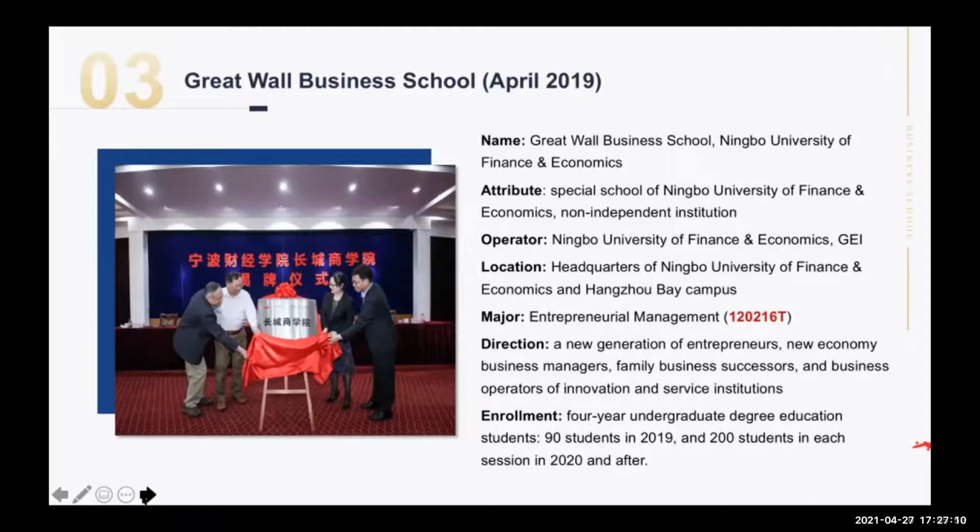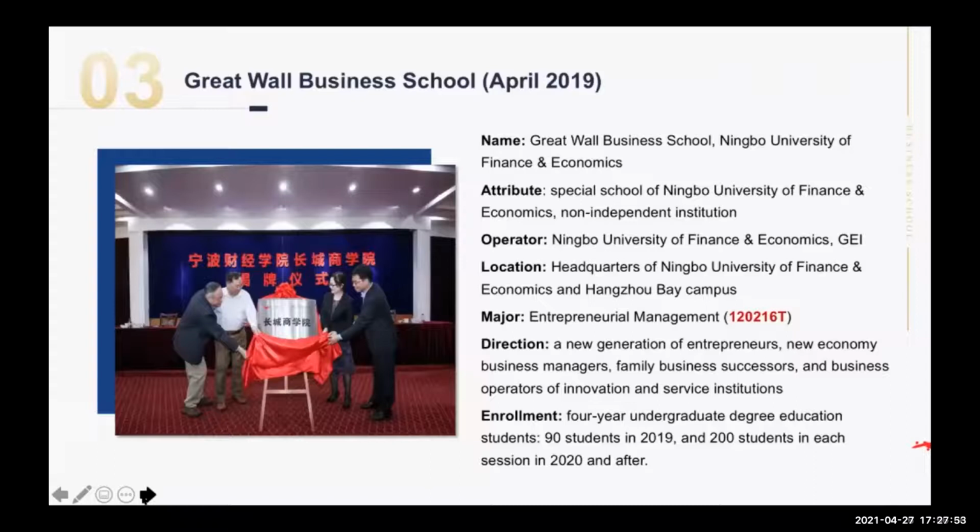So actually, the 4 types of talents under the mission of this Great Wall Business School or under this new major, entrepreneurial management, we aim to create 4 types of talents. The first one is a new generation of entrepreneurs. Here, I mean, actually, those people who are doing science and technology innovation related businesses. And the second is new economy business managers, focusing on the institutional employees who want to make some creation or innovation within the current institution or system.